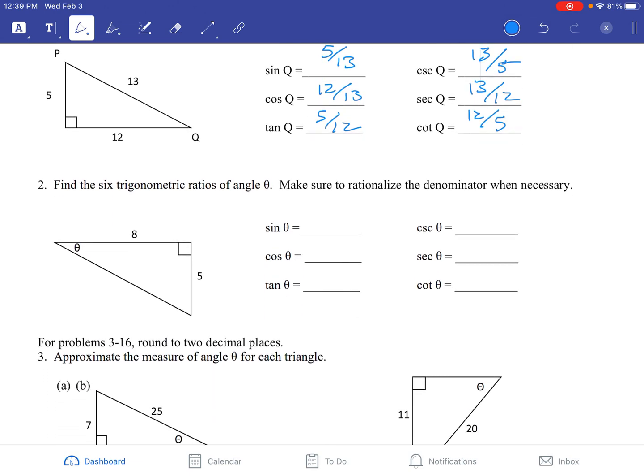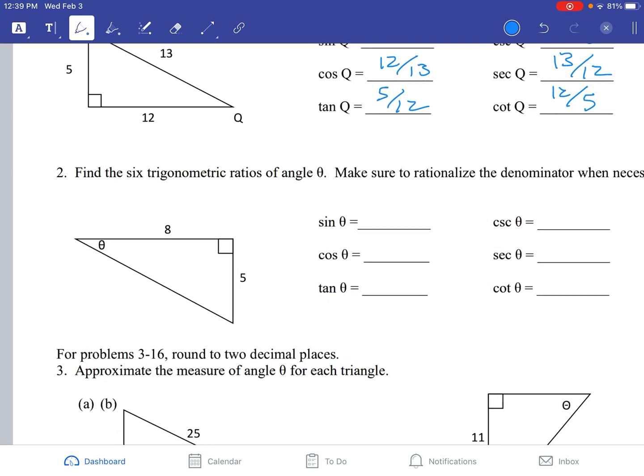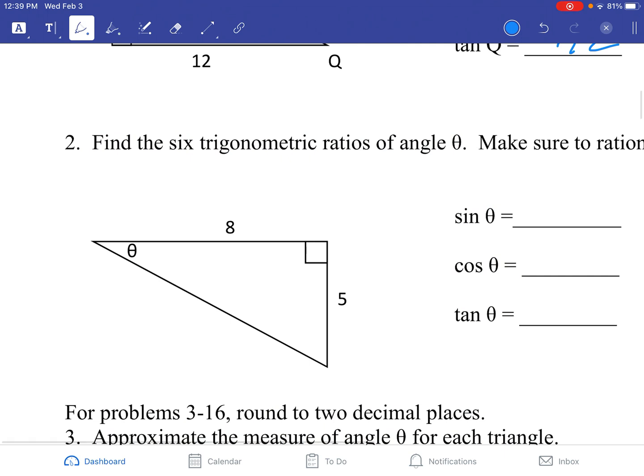Same thing for number 2, we want to find the 6 trig ratios. But in order to do that, we need to find the hypotenuse. So we're going to use the Pythagorean theorem to find that. We have 8 squared plus 5 squared equals 89. And then the C value will be the square root of 89 because 89 is C squared. I'm going to put that here just to help me visualize it.